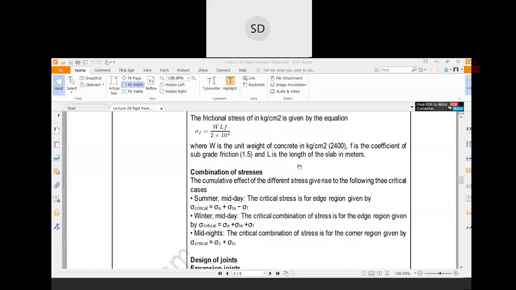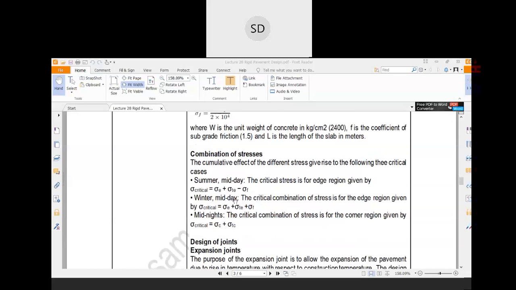For example, in the summer season at midday, the critical stress for the east region is given by the stress at the edge, the stress at the corner minus the frictional stress. Similarly, these combinations of stresses are given for different seasons and for different time durations in a given day. Up to that portion we have discussed.